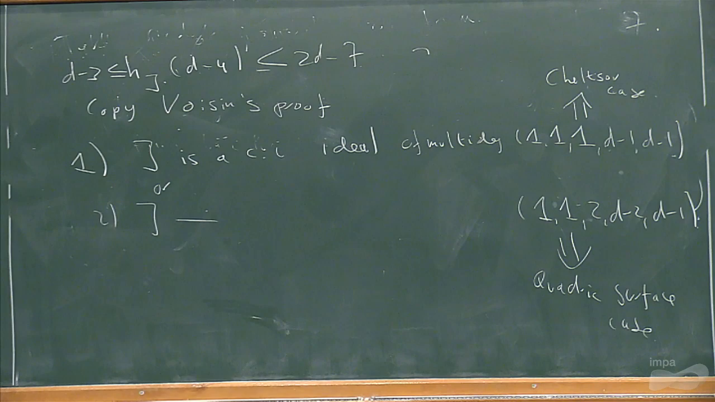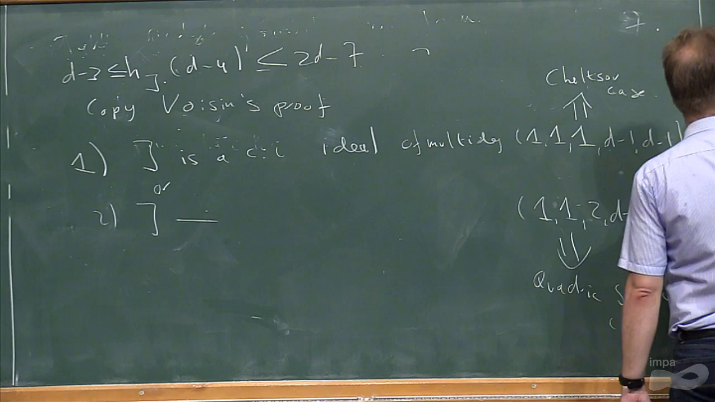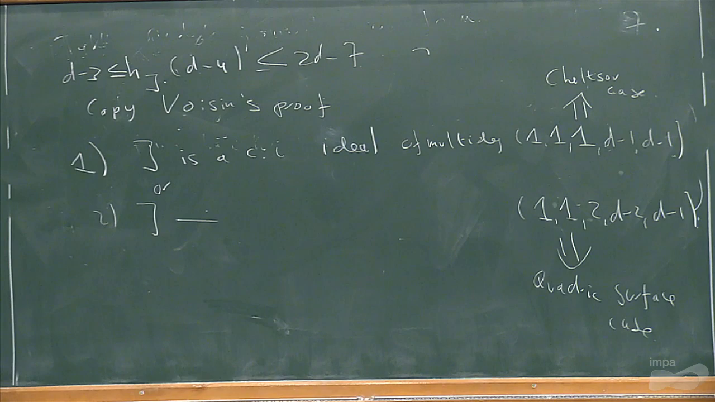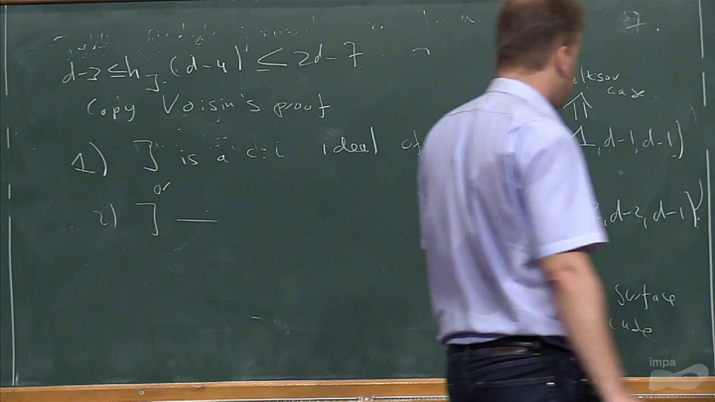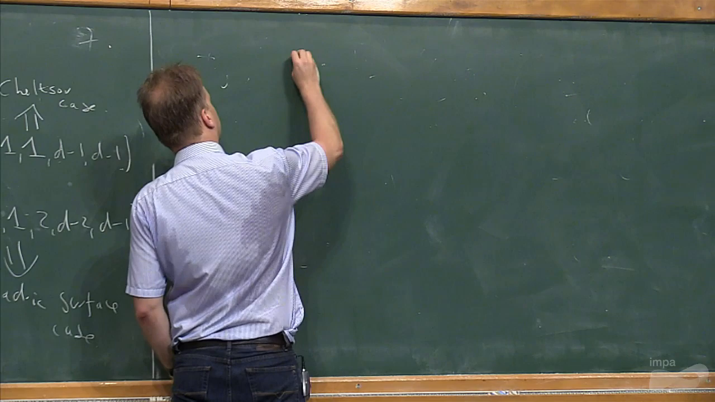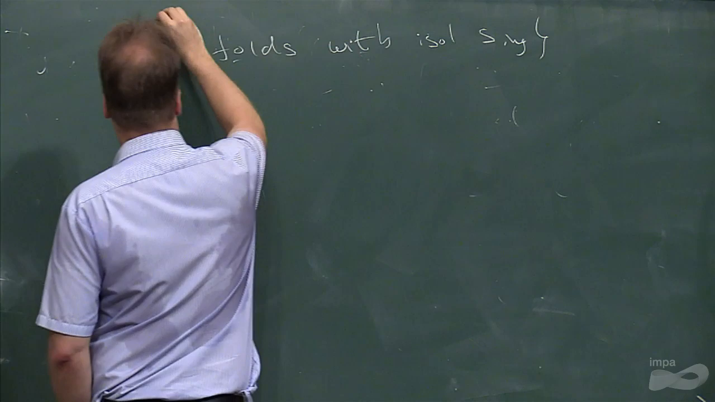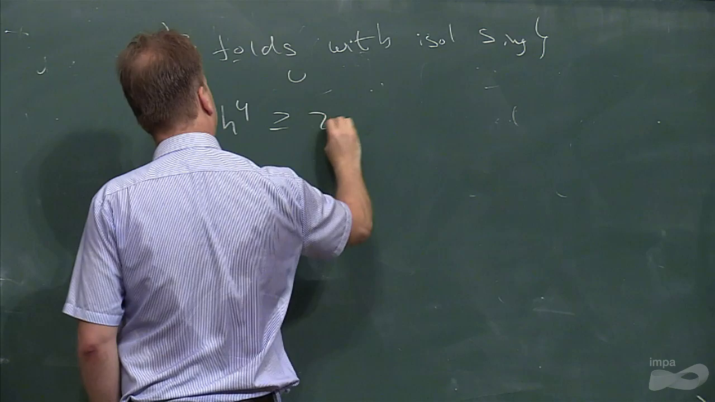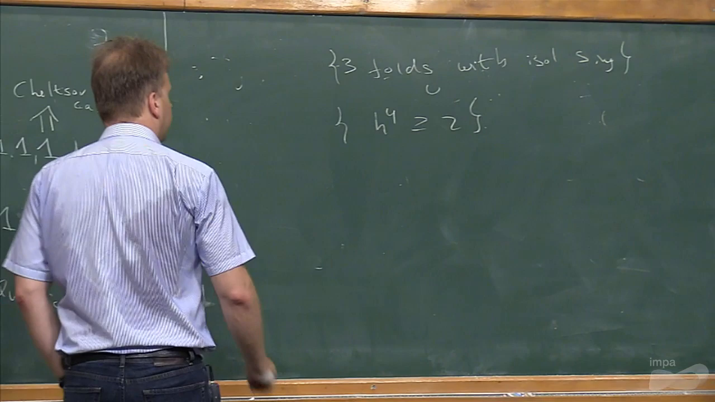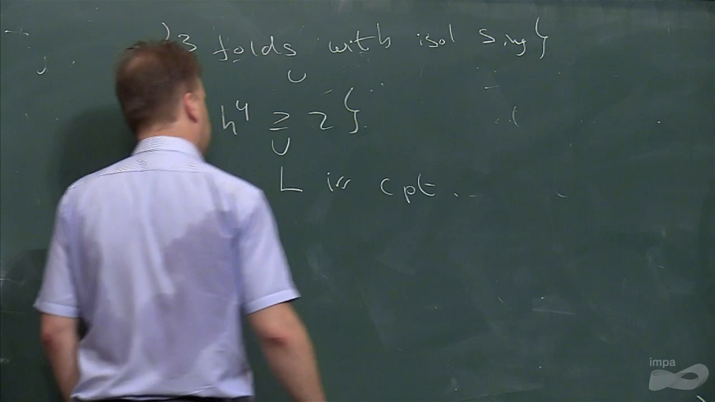Then about the deformations. So you had here the threefolds with isolated singularities. And inside here you had the ones that had h4 at least 2. Good. And now if I take here an irreducible component.